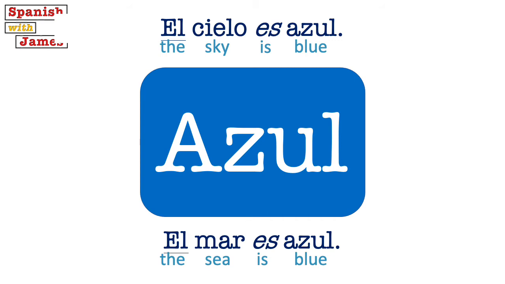But even if we used a feminine word like mesa, meaning table, la mesa, azul wouldn't change because it ends in an L. So it would still be la mesa es azul. However, if we use it with a plural noun, like las mesas, so the tables, it would go to azules. So it would gain an ES.